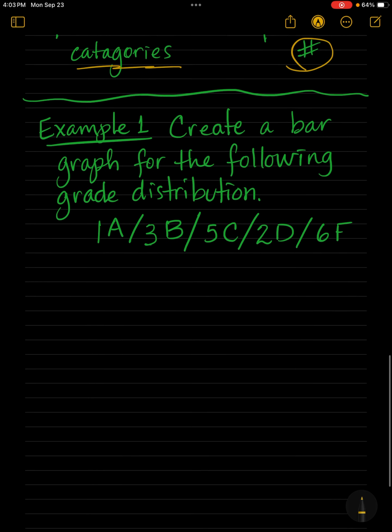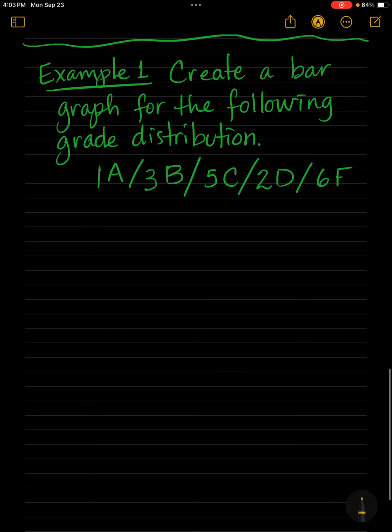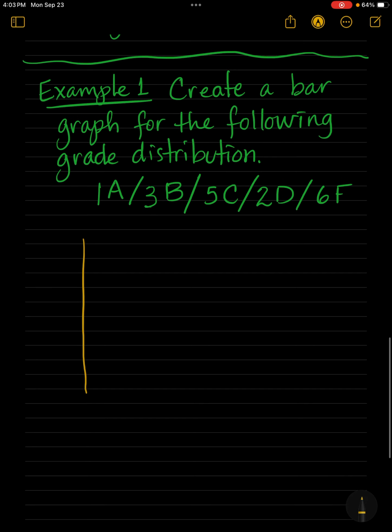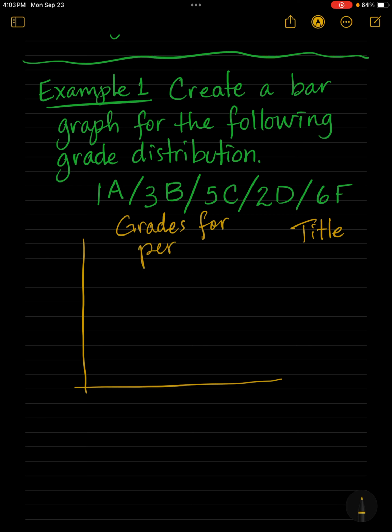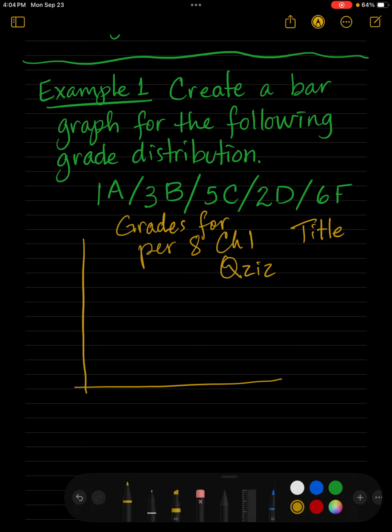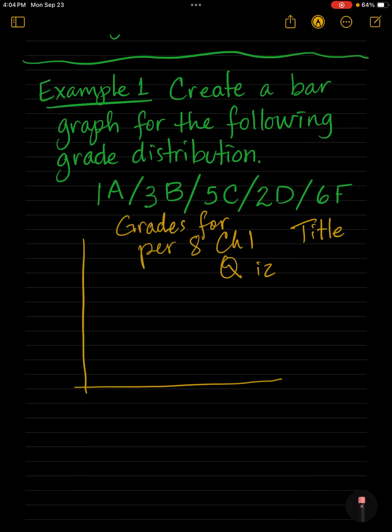Let's create a bar graph for the following grade distribution. Let's make sure that we have a title. That's an important element. So maybe we'll say that these are the grades for period 8, chapter 1 quiz. You want the title to reflect what it's about.